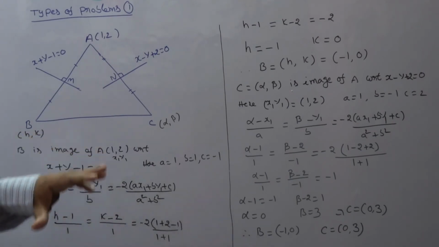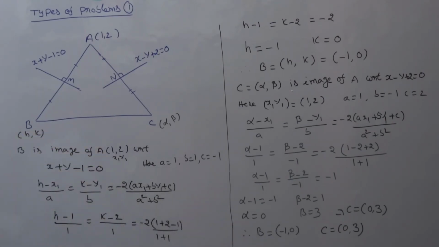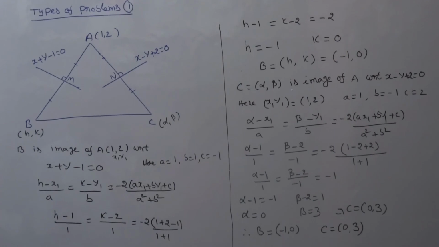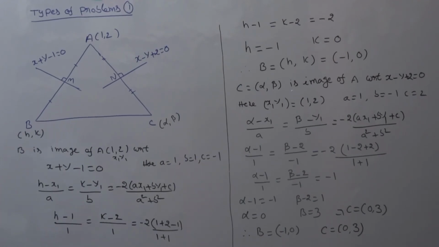We can find the equation of the side BC, and apply the formula for the perpendicular distance to a line ax + by + c = 0 from the point (x1, y1): modulus of (ax1 + by1 + c) by root of (a² + b²). So we can solve several problems related to this.